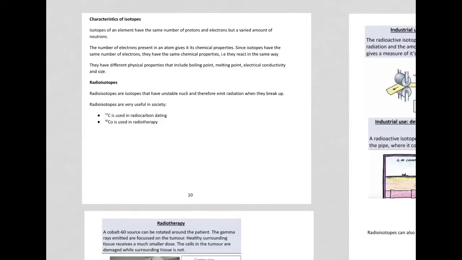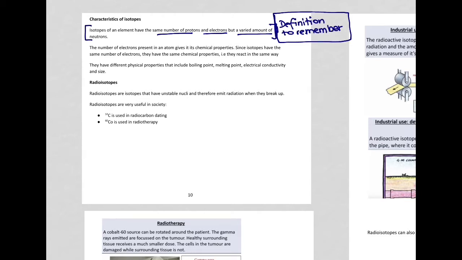Let's look at isotopes. Now, isotopes are elements that have the same number of protons and electrons but a varied number of neutrons. You need to know the definition.